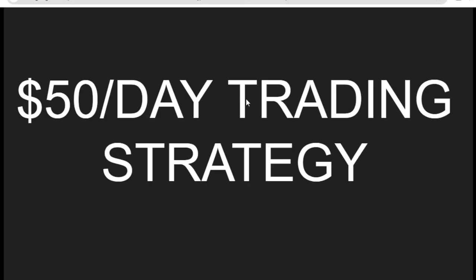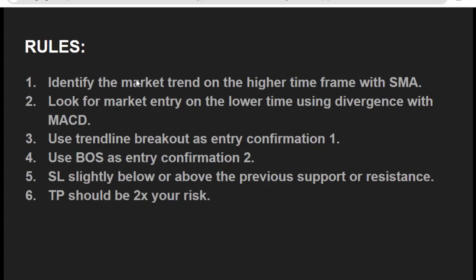As we all know, every good strategy in the market has rules, and those rules are checkpoints that you need to look out for and place your trade when all of them are obeyed. In this strategy, I'm going to show you the rules right now. Rule number one is to identify the market trend on the higher time frame with SMA, that is simple moving average. So the first thing is we go to the higher time frame and identify the market trend. I'm going to show you that in a moment.